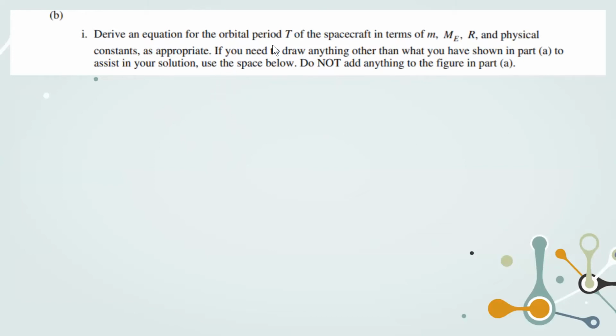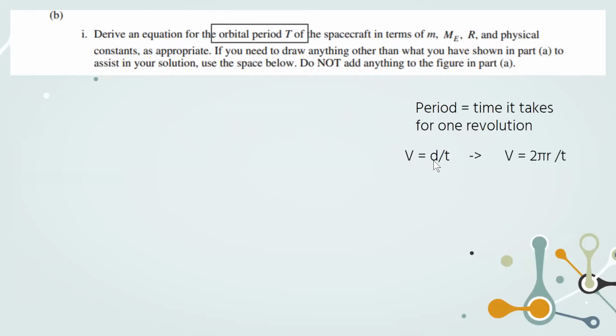So we need to find the period, and the period is the time it takes for one revolution. Well, how should we approach this? Well, we know velocity is distance over time. And since the distance of one revolution is basically the circumference, the distance is actually 2 pi r. The velocity is equal to 2 pi r over t. So now we need to solve for velocity in order to determine t.